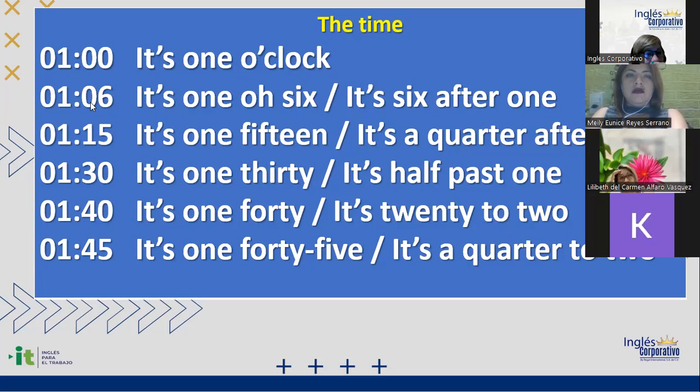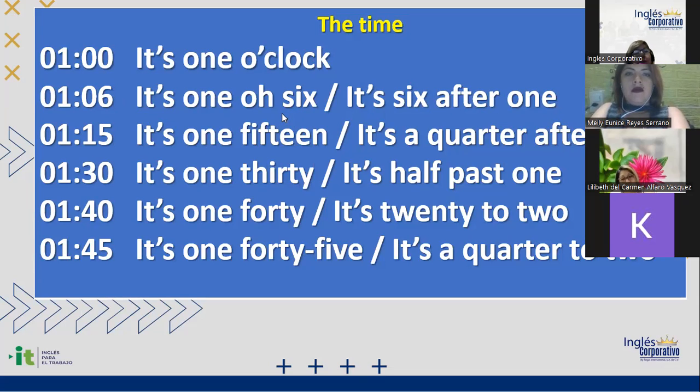Como en el alfabeto, ¿ok? Como que fuera una O, no como que fuera un cero. Acuérdense que en el alfabeto usted pronuncia O, la O. Entonces, en la hora usted pronuncia como que fuera O, no como que fuera cero. Entonces usted dice O, O. It's 1:06.